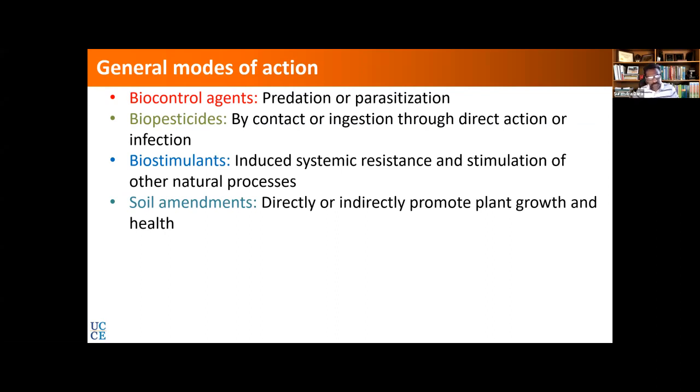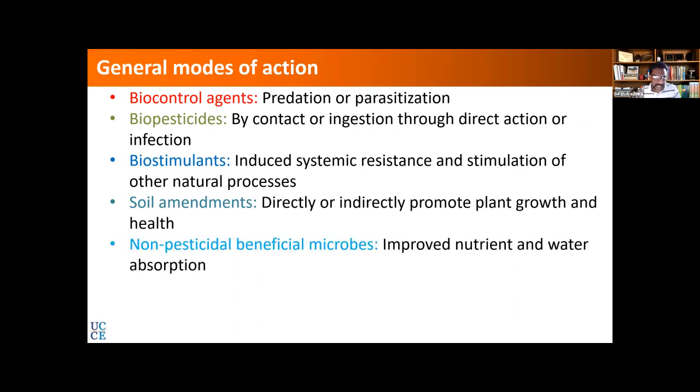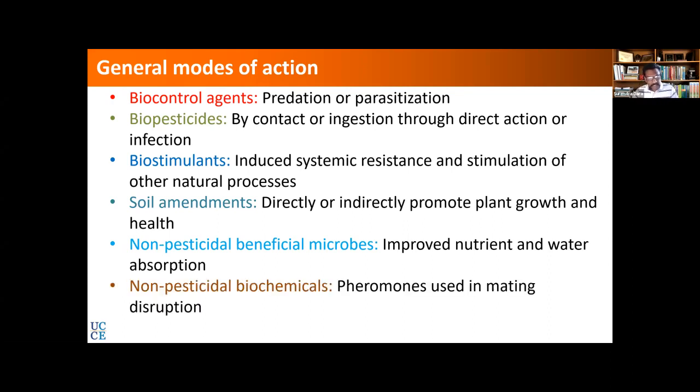These are added to improve the soil structure and biological activity, like microbial activity. And as a result of that, they promote plant growth and health. Then we have these non-pesticidal ones like mycorrhizae and other ones that improve nutrient and water absorption. Then these pheromones used for mating disruption, very successful in some cropping systems. And then mineral-based ones, depending on the active ingredient, it could be a pesticide or it could be a biostimulant.